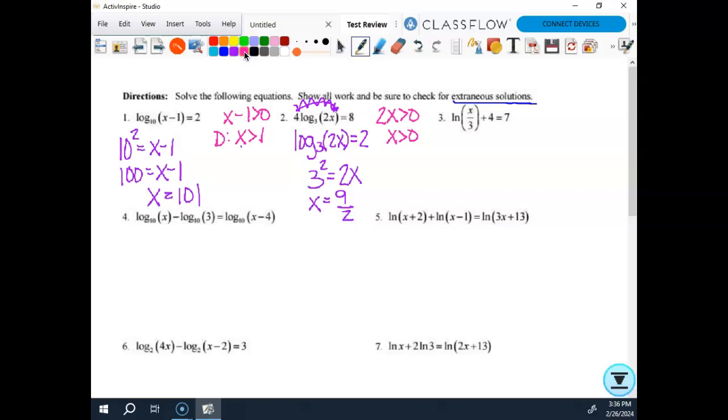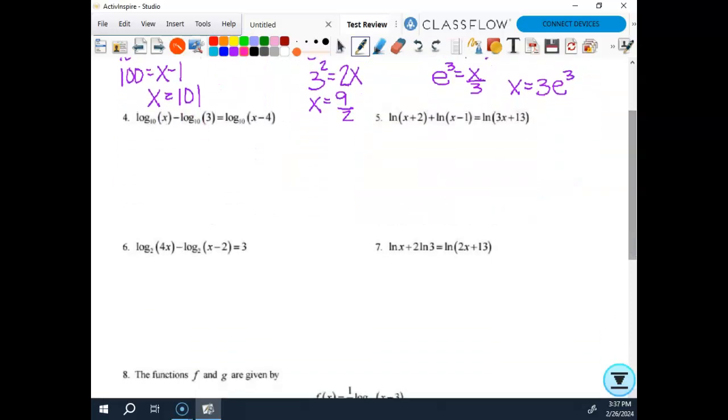All right, on number 3, x over 3 has to be greater than 0, so x has to be greater than 0. All right, so I'm going to subtract 4 from both sides. Natural log of x over 3 equals 3. So then I can rewrite it. The base of a natural log is e, so e to the 3rd power equals x over 3. Then I can multiply both sides by 3, so x equals 3e cubed. Even if you have no concept of how much 3e cubed is, you should know that it's greater than 0. So you're good. All right, number 4.